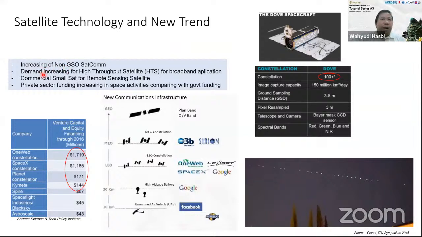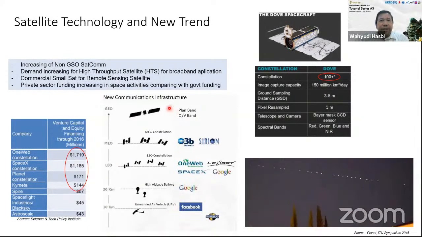There is also increasing demand for high throughput satellites for broadband applications, and an increase in commercial small satellites for remote sensing. We also see that the satellite business is not only for government agencies, but also for business entities. A lot of money has already been invested in space technology, like OneWeb, SpaceX, Planet's constellation, Spire, and so on. So now business entities also go in this direction.